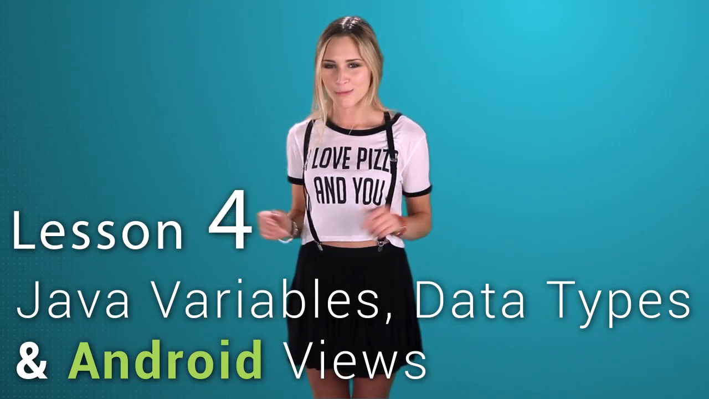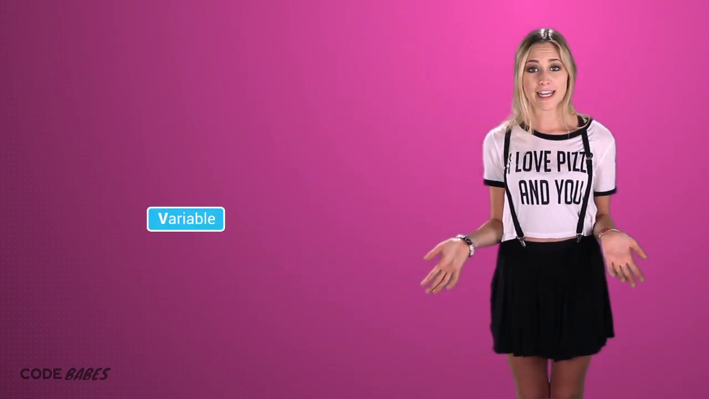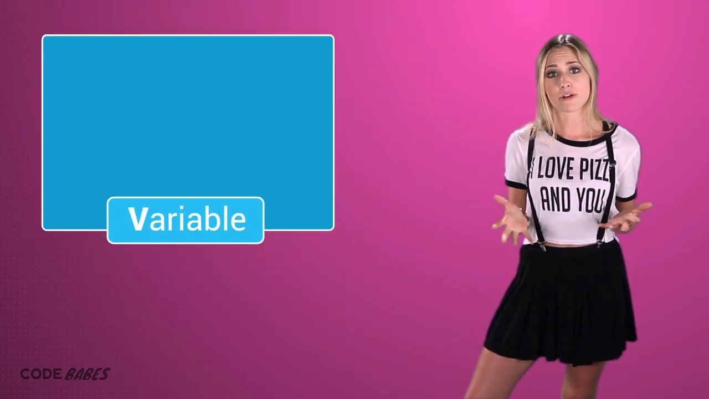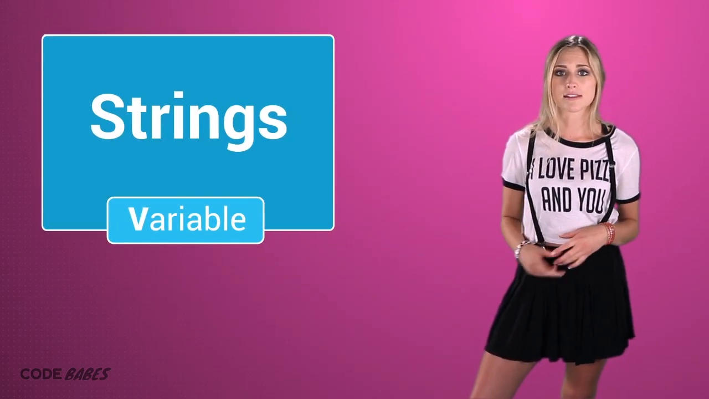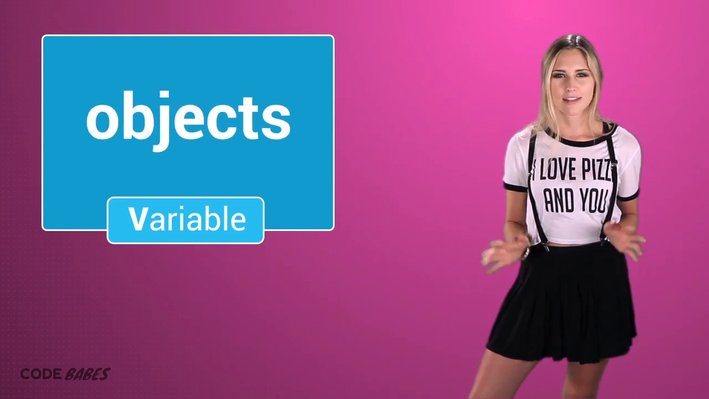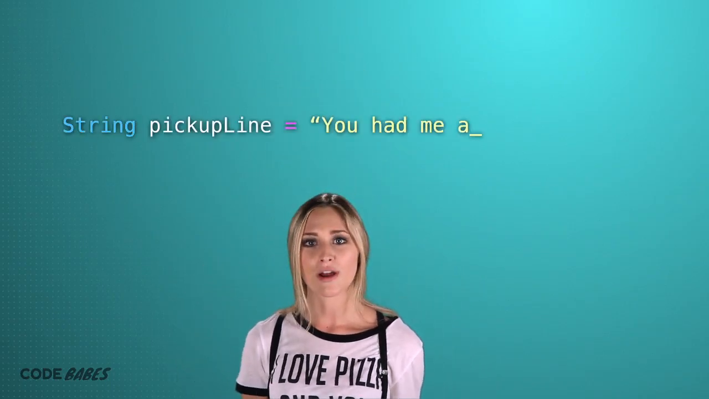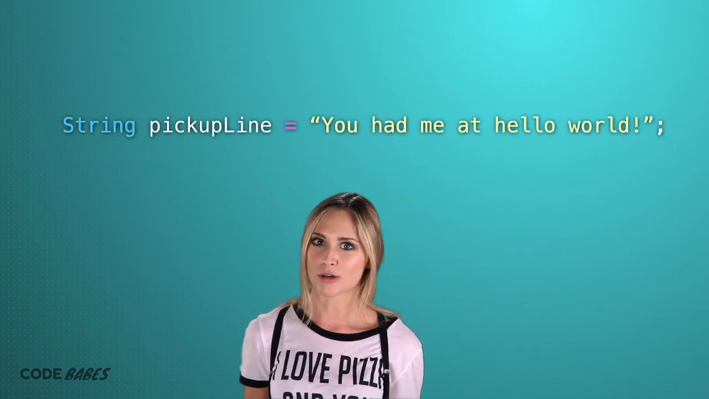Feeling overloaded with information? In this lesson, we're going to make shit happen. But first, let's learn a little bit about variables in Java. Variables are containers. They hold stuff in your program, from strings, usually words and sentences, to numbers and objects. Let's do an example. Here, we set a variable pickupLine equal to, "Hey girl, you had me at hello world."